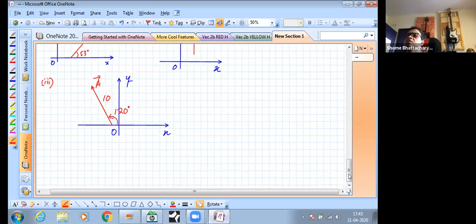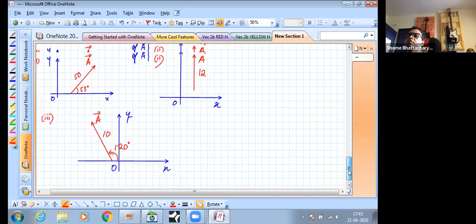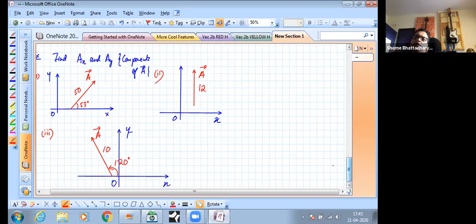Okay, so let's start with this. Let's try out these three questions. Okay, let's express the vector in component form and find Ax and Ay. So find Ax and Ay and express the vector E in component form.